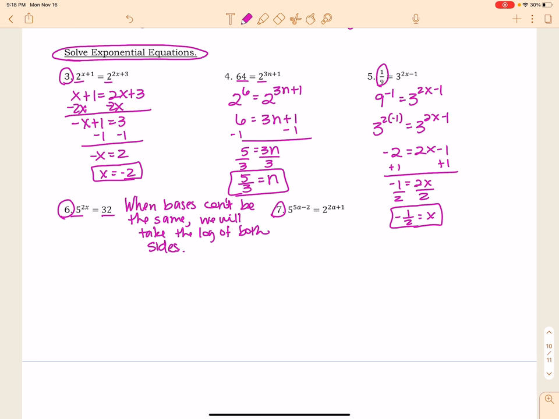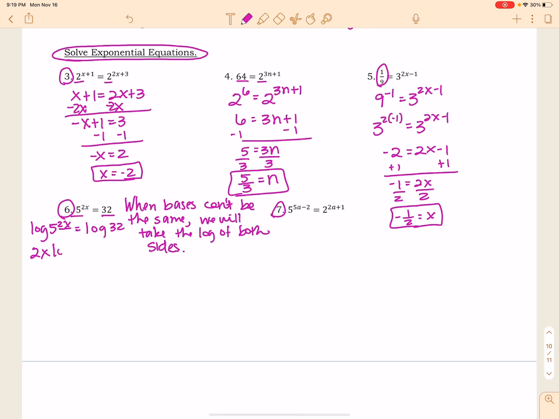All right? So I'm just going to take the log of 5 to the 2x equal to the log of 32. Awesome. Okay, so now I'm going to use my power property to move this 2x out of the exponential position.